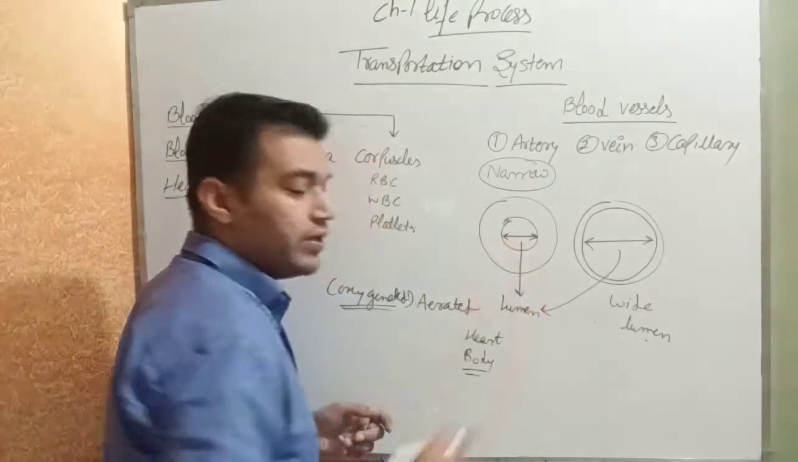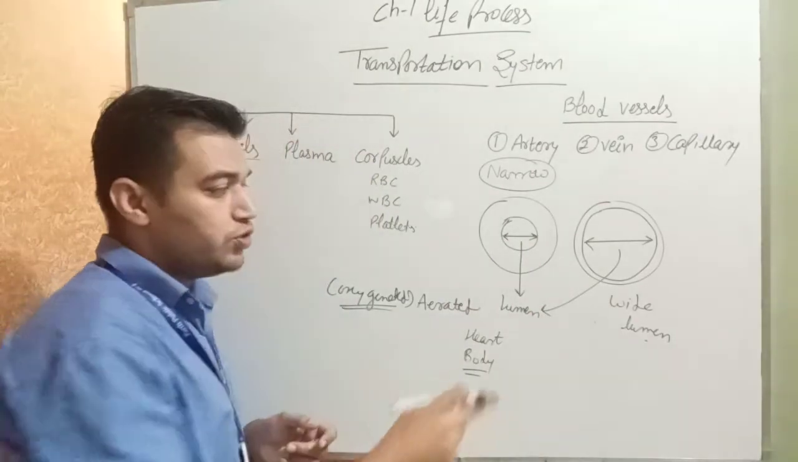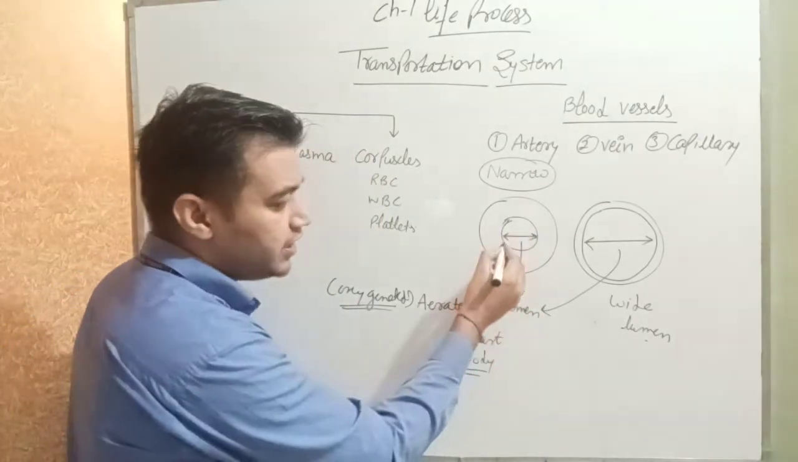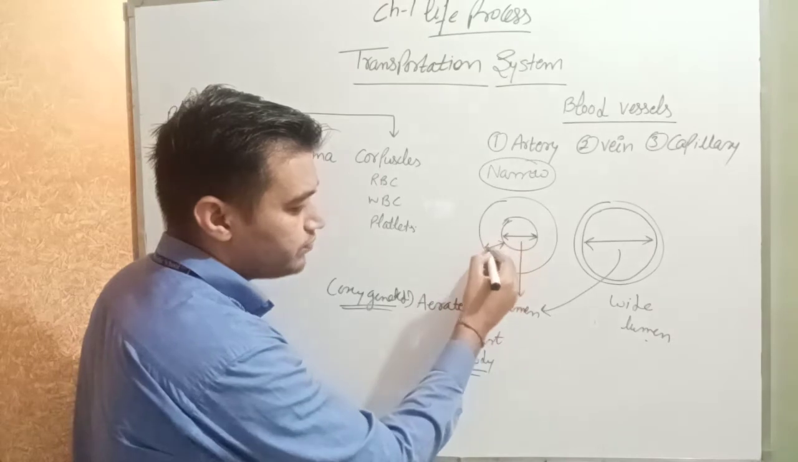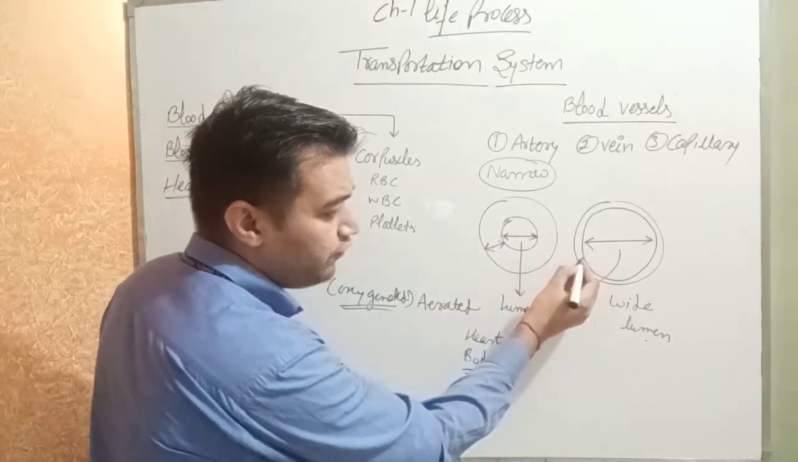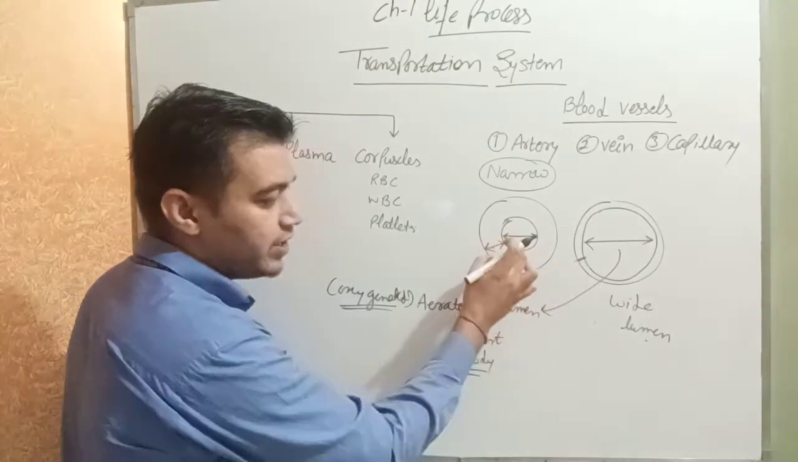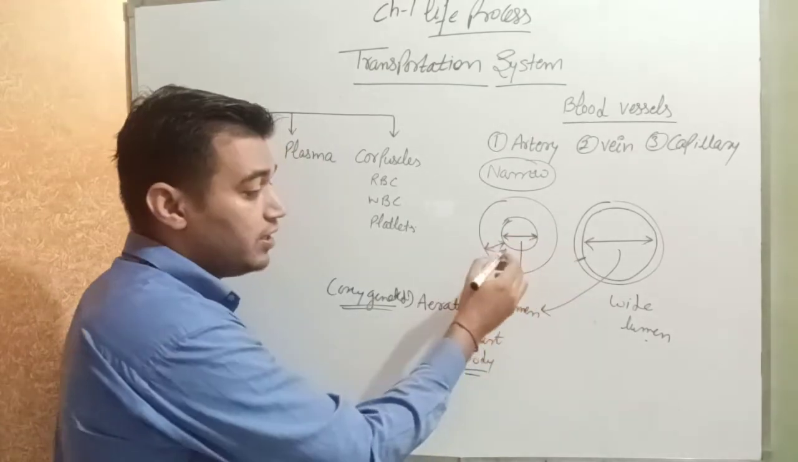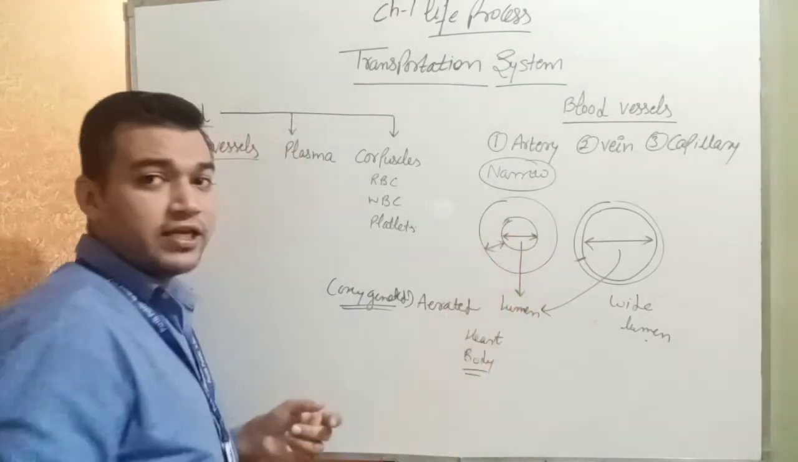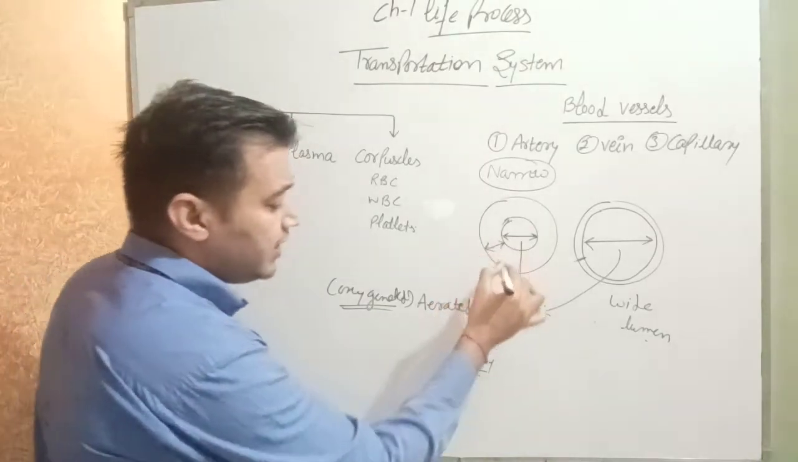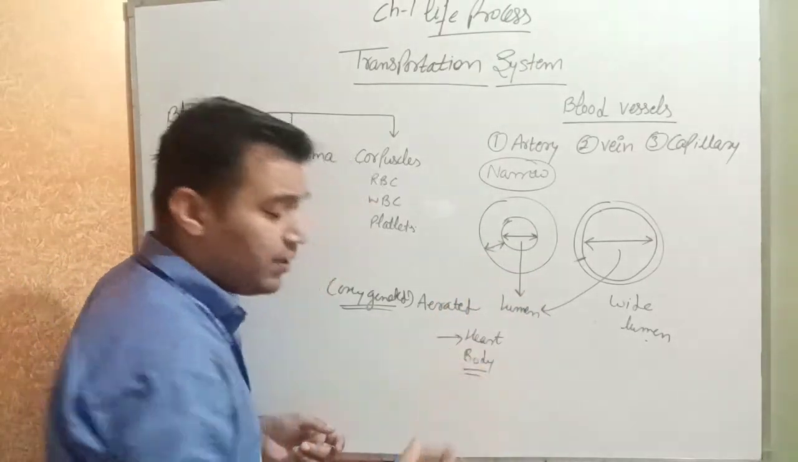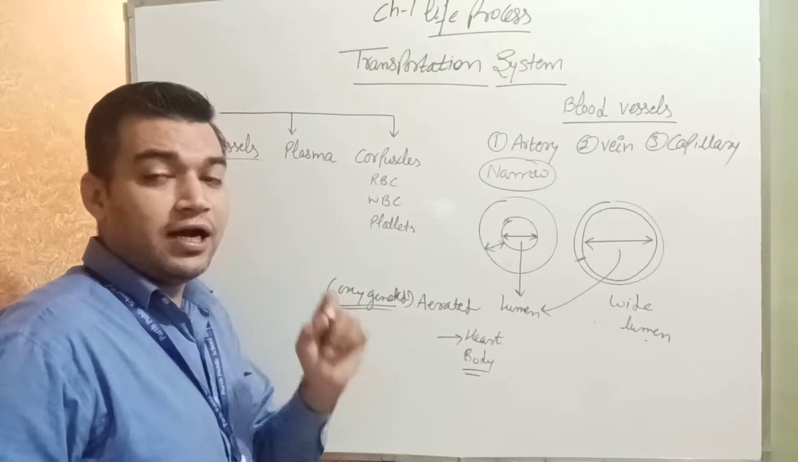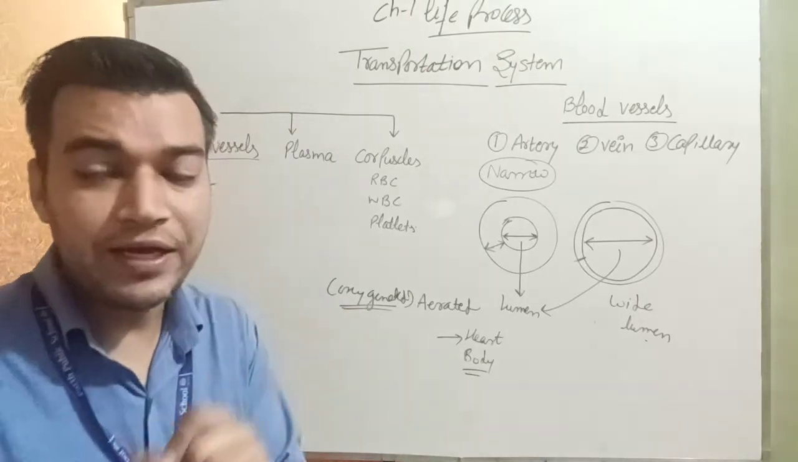Due to the narrow lumen here, my dear students, the thickness of artery is more as compared to the thickness of veins. You can see the more thickness here. This is more thick. This is thin. Why is there a need of thickness here? Because it carries blood from the heart, and heart has more pressure.